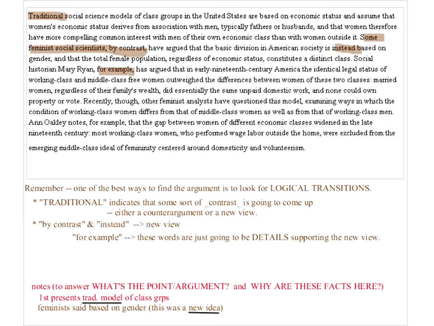Same thing with a colon, same sort of thing. Colon also usually means details to follow. So that colon is also a transition showing you that they're going to come up with examples. So blah, blah, blah, we don't care, we'll come back to it if we need to.